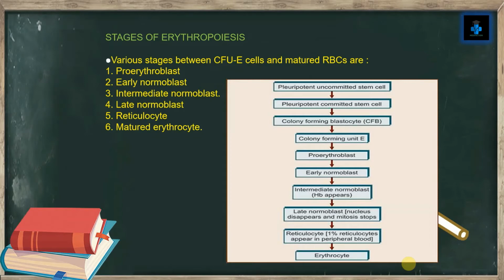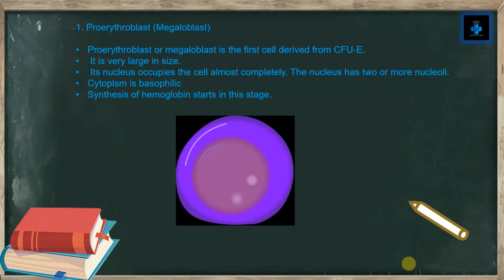Let's check the stages of erythropoiesis. So various stages between CFU erythrocyte cells and mature RBCs are: number 1, Proerythroblast; number 2, early normoblast; number 3, intermediate normoblast; number 4, late normoblast; number 5, reticulocyte; number 6, matured erythrocyte. Now let's go in detail.